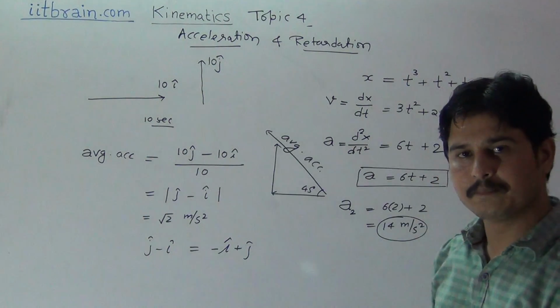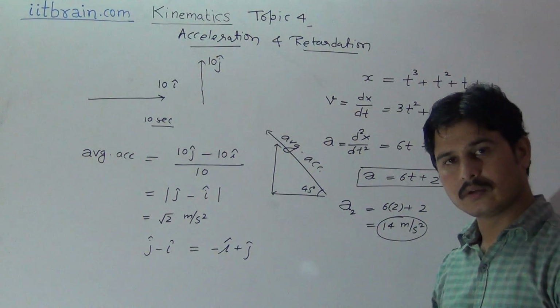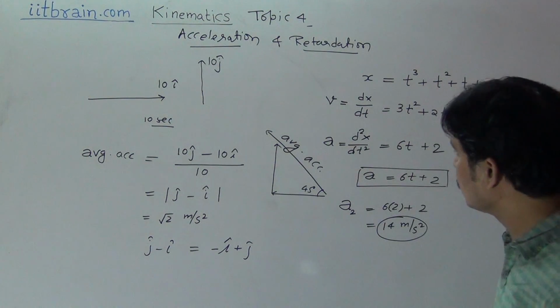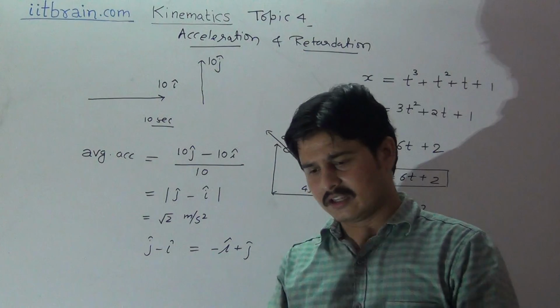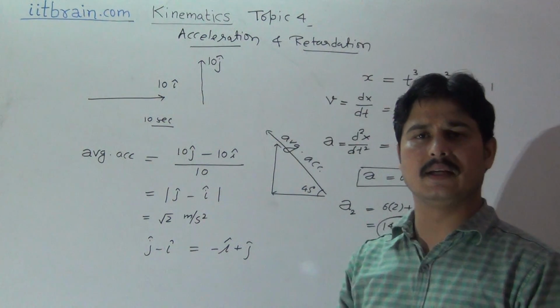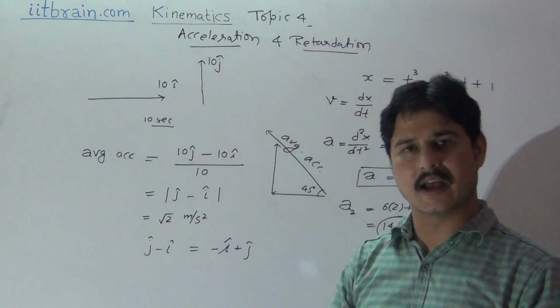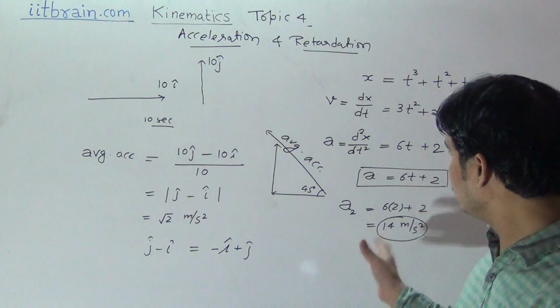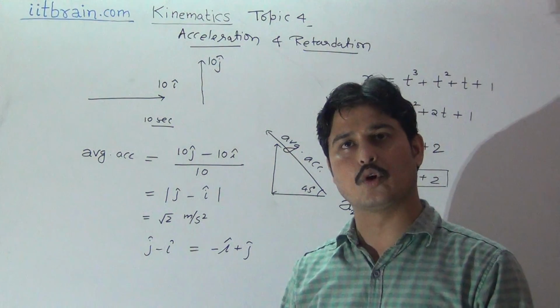Average acceleration, instantaneous acceleration. Average acceleration is one theme, and instantaneous acceleration is the other theme. And this is the topic for making a quick distinction between average and instantaneous. Average is based on the changes from initial to final, and instantaneous is the word which is based on a particular instant.